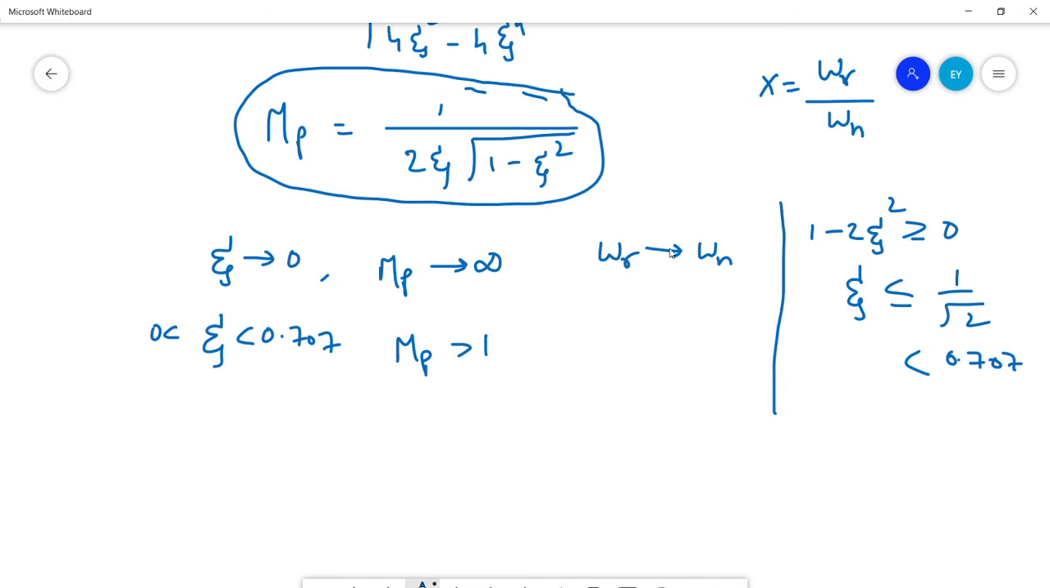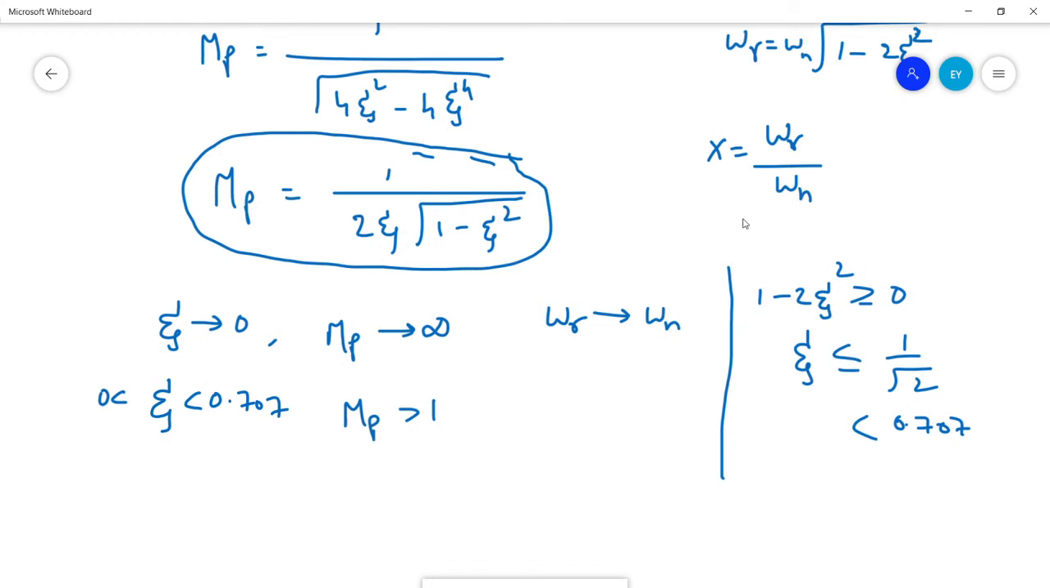And what happens if you check it with the resonant frequency? Here, if you are substituting zeta in between 0 and 0.707, what you get is that the resonant frequency, omega r, will always be less than omega n. Substitute any value and check it. Then what if you are having zeta greater than 0.707?